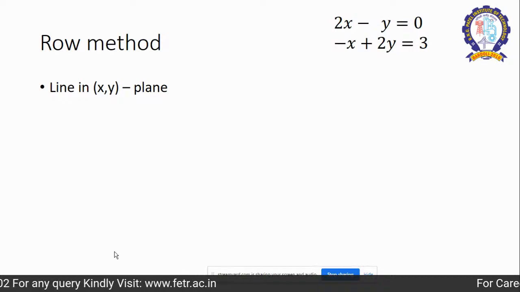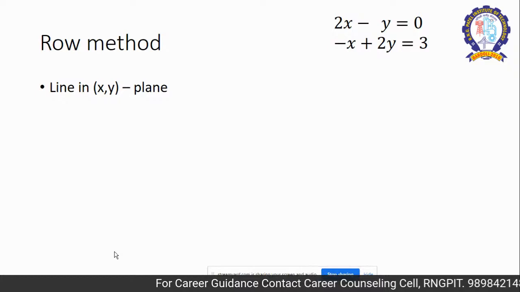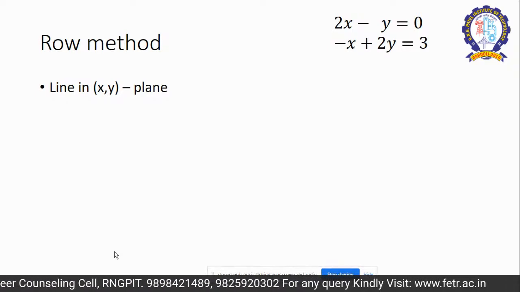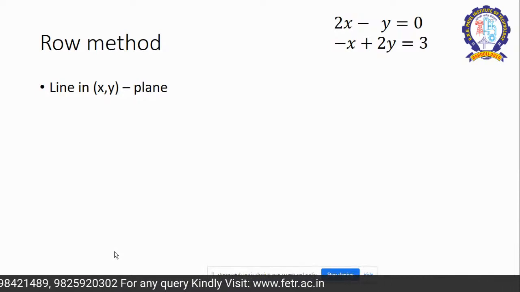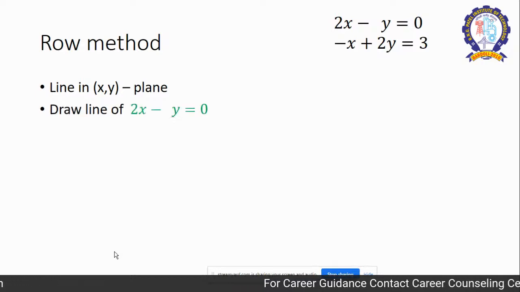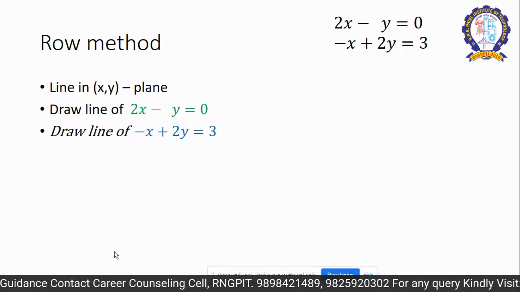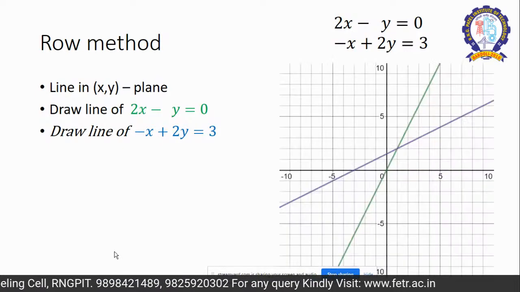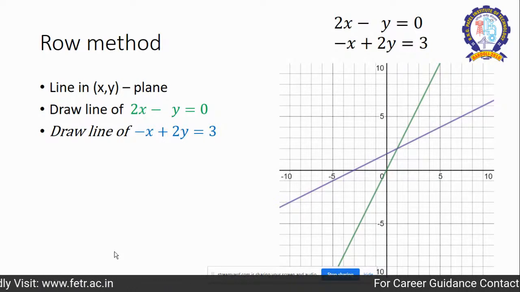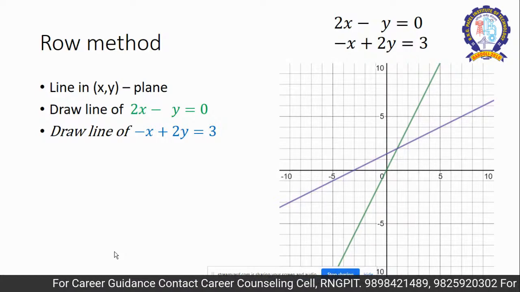There are 2 equations, and each equation is the equation of a line. Whenever we have such a set of equations and use the row method, we must go line by line. So we draw the line 2x - y = 0, and second we draw the line -x + 2y = 3. This is the graph of that. The green one is 2x - y = 0, and the blue one is -x + 2y = 3.